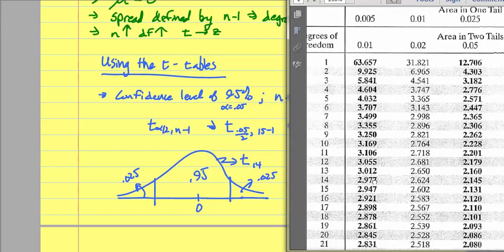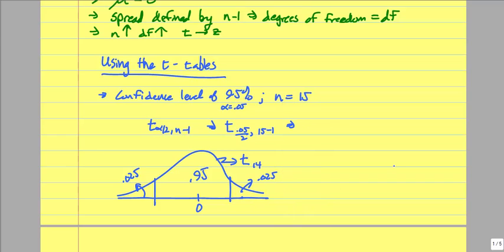Here we are, 14 degrees of freedom, so we're looking at this row across from 14 degrees of freedom. The area in two tails would be a total of 5%. If you want to look at this as the area of one tail, it'd be 0.025. So the area in two tails is right up here at 0.05, and my t value would be 2.145. Remember, that's the number of standard deviations I am above and below the mean. So my t-score would be plus or minus 2.145.